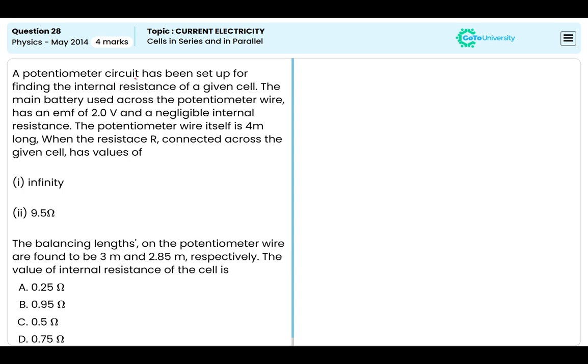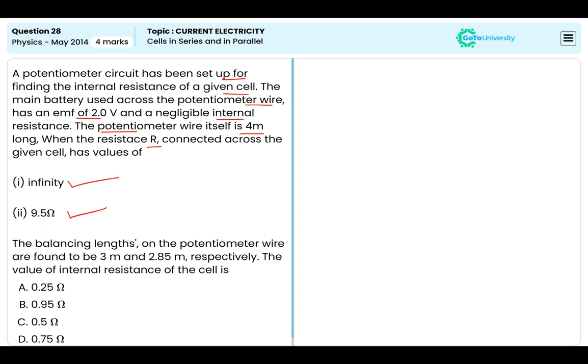A potentiometer circuit has been set up for finding the internal resistance of a given cell. The main battery used across the potentiometer wire has an EMF of 2.0 volts and a negligible internal resistance. The potentiometer wire itself is 4 meters long. When the resistance R is connected across the given cell, it has a value of infinity in the first case and 9.5 ohms in the second case.